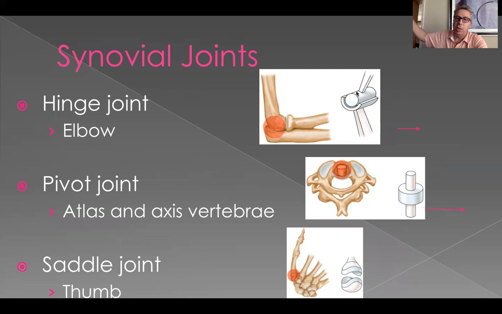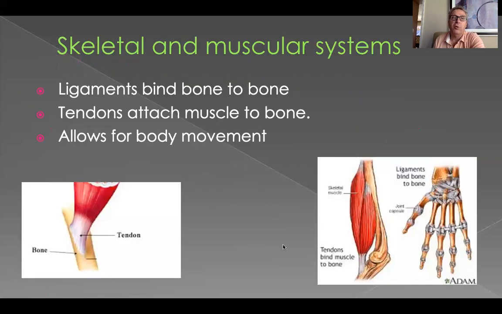It just works on the hinge. The pivot joint is the axis of your skull, the top one that allows you to rotate your head. The saddle is your thumb, and that allows for the rotation of the thumb, the opposable aspect of it. That's what we call a saddle joint, and these are pretty much named from the way that they work. This sort of looks like a saddle, and that's where they get the name from. So those are the synovial joints.